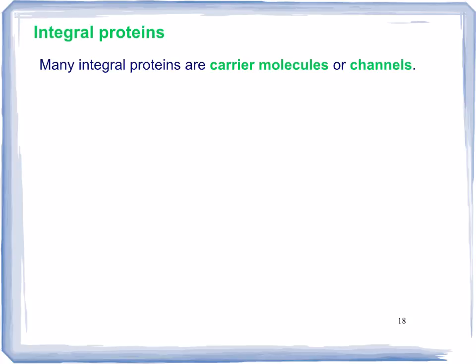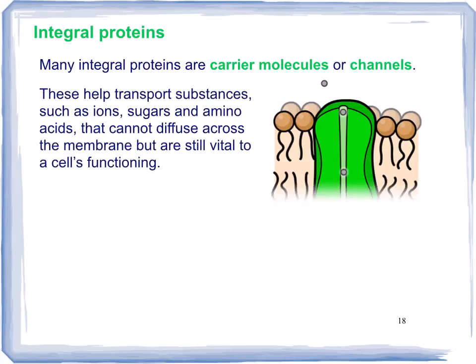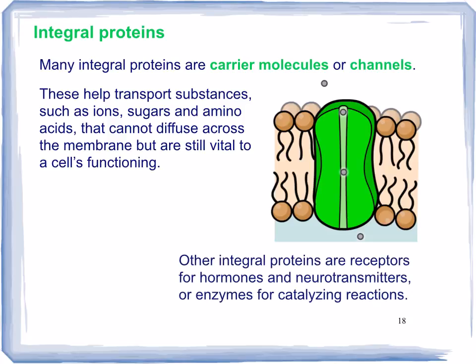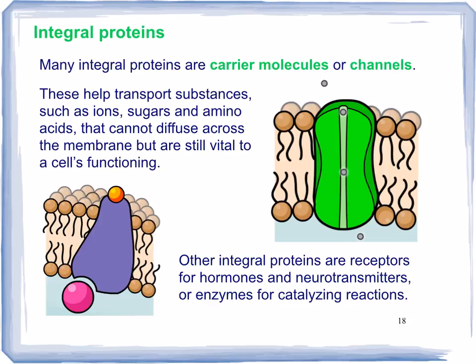Let's have a look at integral proteins. Many integral proteins are carrier molecules or channels, and they help to transport substances such as ions, sugars, amino acids that can't diffuse across the membrane but are still vital to the cell's functioning. Other integral proteins are receptors for hormones and neurotransmitters, or enzymes for catalyzing reactions. So your integral proteins can act as carrier molecules or channels, and they also act as receptors for hormones, or they can act as enzymes.